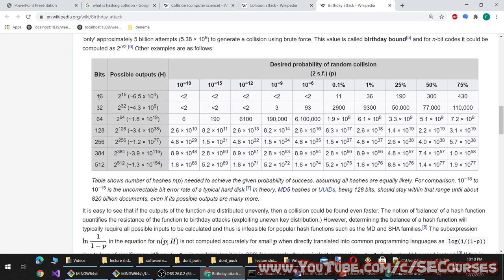Okay, so with 16 bits, the possible outputs are 2 to the power 16. This is equal to about 65k. And the desired probability of a random collision is shown like this. And if you use 512 bits, you see it gets something like this, and a collision becomes practically impossible.